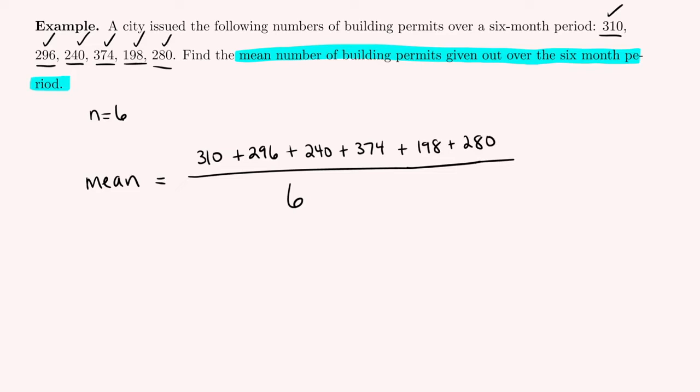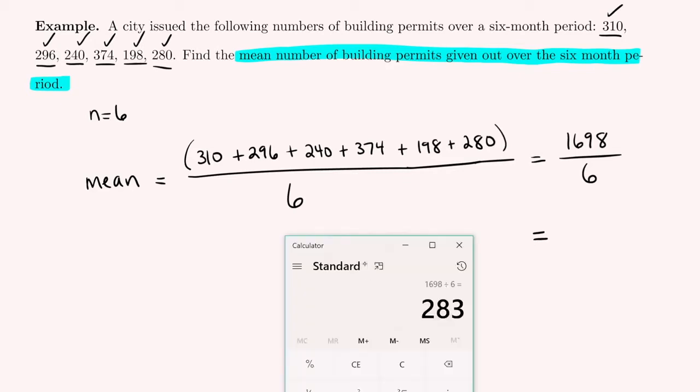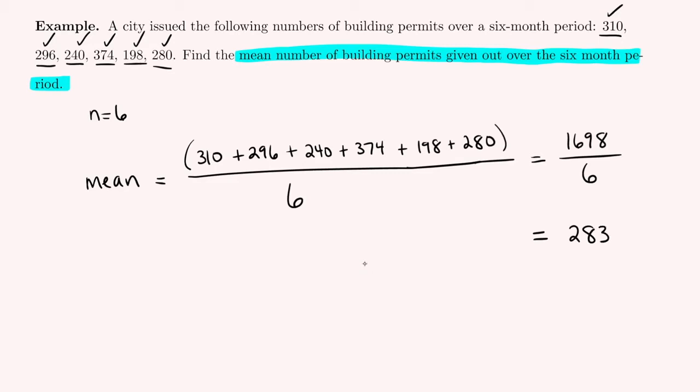Now let's add these values in our calculator, and then we'll write what that's equal to, and then finally we'll do the division. The sum of all the building permits over the 6-month period is 1,698. We'll now divide that by 6 to get our mean. And we find there are 283 building permits issued on average during the 6-month period of time.